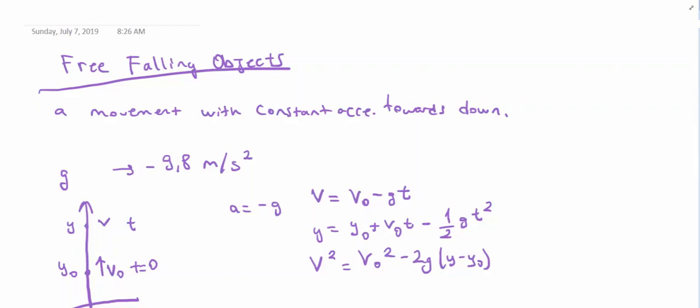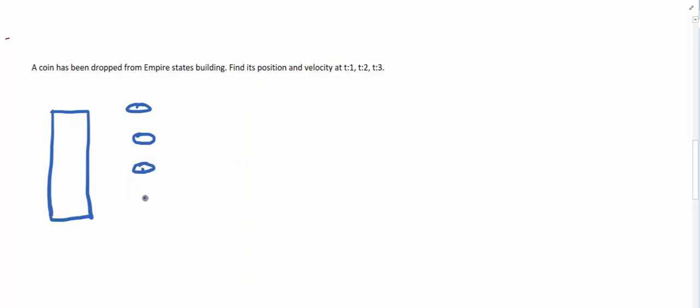So let's make an example about an object falling. A coin has been dropped from the Empire State Building. Find its position and velocity at t equals 1, 2, and 3. So let's say that this is the Empire State Building, okay? And a coin starting from here. Here, t equals 1, 2, and let's say 3.